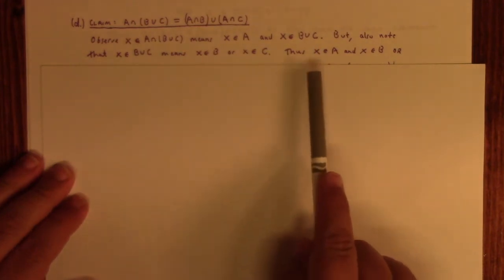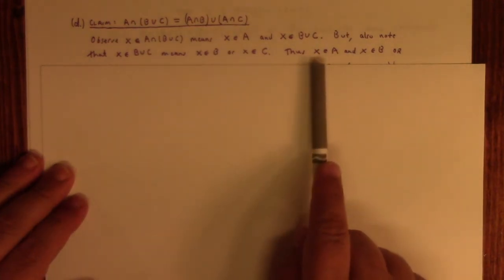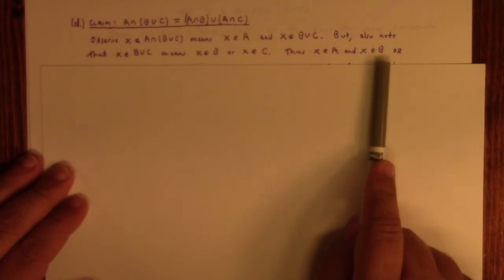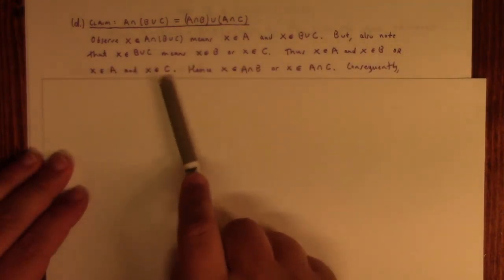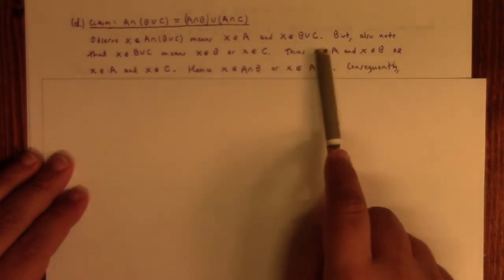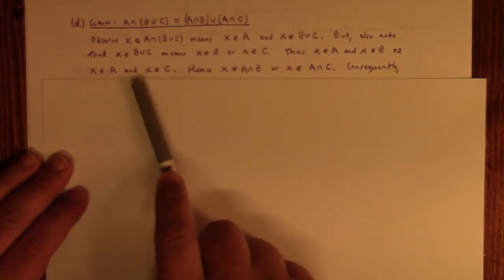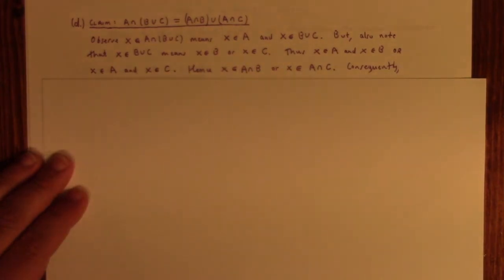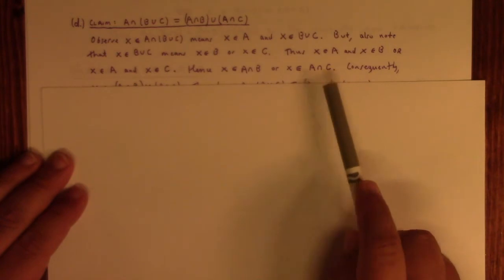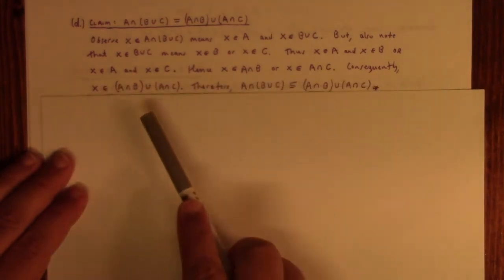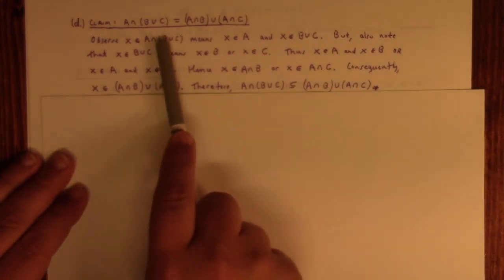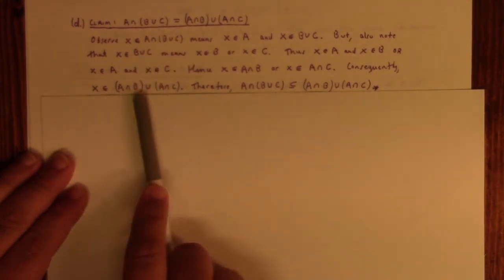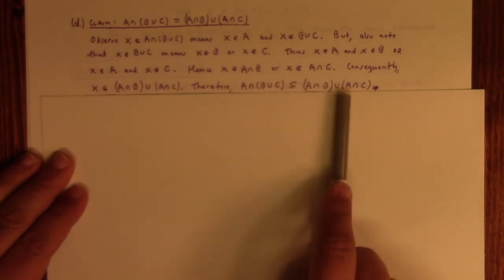All right, anyway, so let's gather our thoughts. We have X is an element of A and X is an element of B, or X is an element of A and X is an element of C, right? Hence, X is an element of A intersect B, or X is an element of A intersect C. Consequently, X is an element of the union of those two intersections. And therefore, we've shown X in here implies X in there, and that's what it takes to show that that is a subset of that.